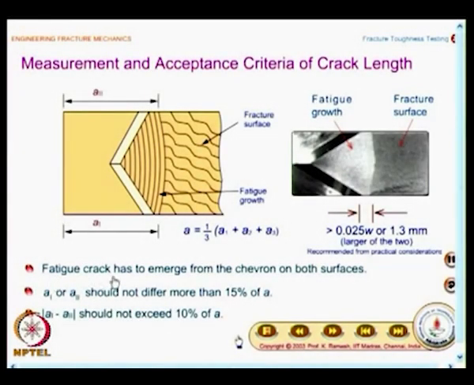So, the first requirement is you cannot have a crack stopped before the end of the chevron notch, it should come out. How much it should come out is shown here, and there is also another restriction, it should not come out too much. It says if you measure A1 on this surface and A2 on the other surface, they should not differ by more than 15% of A, and A1 minus A2 should not exceed 10% of A. So, measurement of crack length is not a simple task, it is an involved task. That means the operator who is involved in fracture toughness testing should have developed some skill, otherwise it is just not possible, because the materials are too expensive.